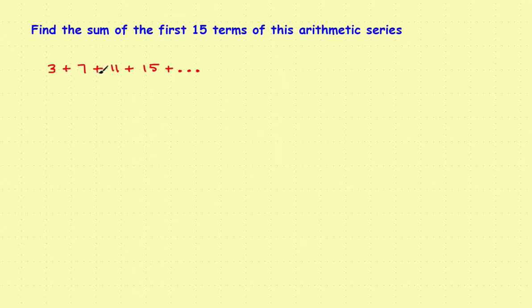If you had an arithmetic sequence, it's just the terms. So you would have 3, 7, 11, 15, whatever, and you would have the terms of the sequence. Now, if you take the terms of the sequence and add them together, then you have an arithmetic series. So what we want to do is to find the sum of an arithmetic series.